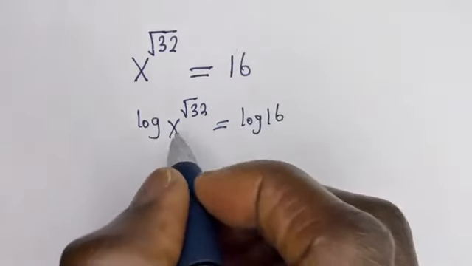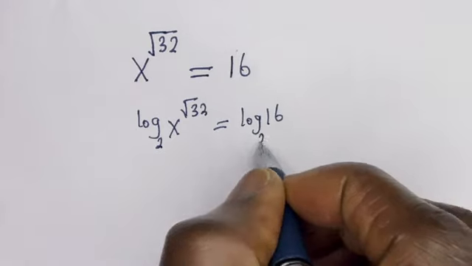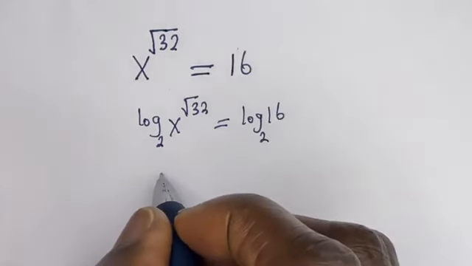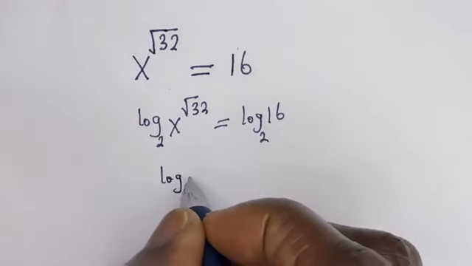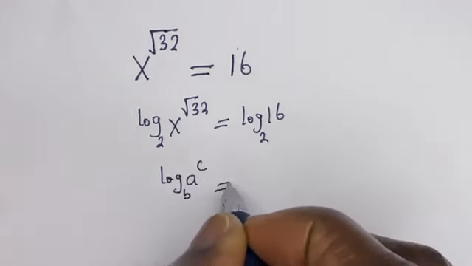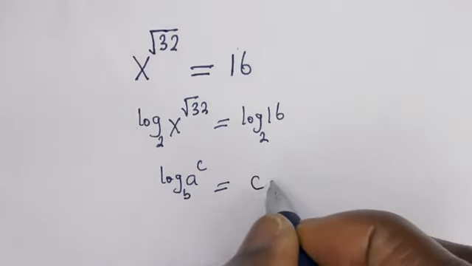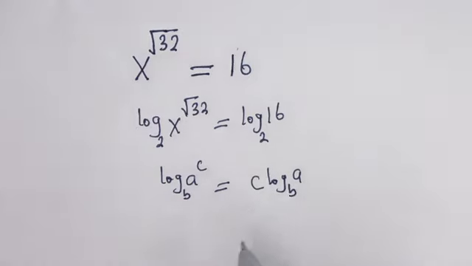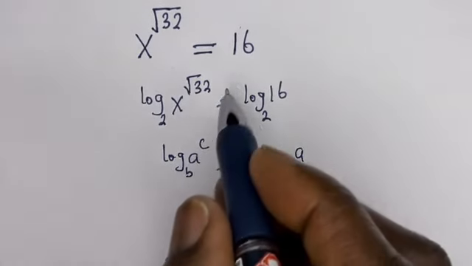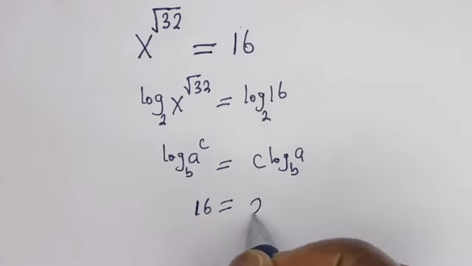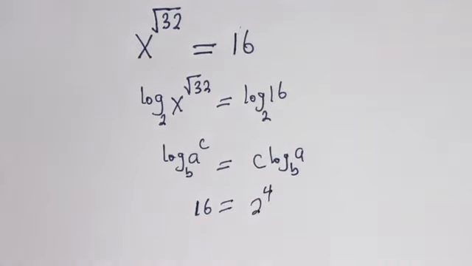Now let's make everything base 2. This is base 2. Then take note of this, that if you have log a to the power of c base b, this is equal to c log a base b. And if you remember that 16 is equal to 2 to the power of 4.